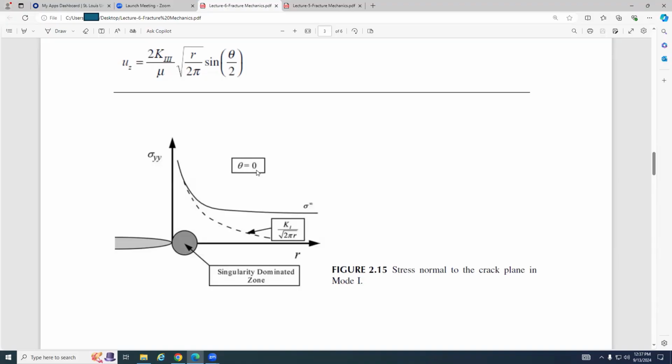And we just assume theta equals 0. Theta equals 0 means that the orientation of this position is just along the crack surface, horizontally. Okay? This is the singularity dominated zone. This is sigma infinity. Is that the applied stress, like the global stress? Yes, you apply it. Sigma infinity is the load you apply at infinity. Apply the load.